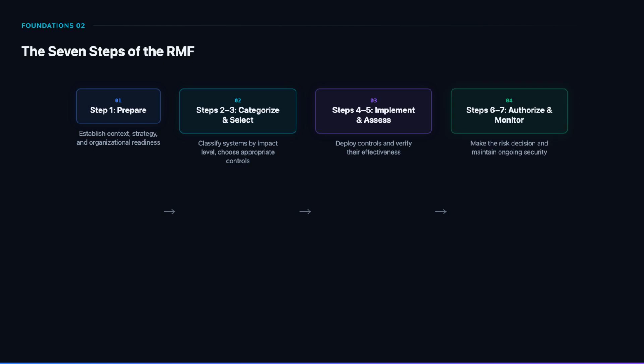Steps 6 and 7 are authorize and monitor. In Authorize, you prepare the authorization package, conduct risk analysis, determine the risk response, and the authorizing official makes the formal authorization decision. In Monitor, you track system changes, conduct ongoing assessments, respond to risks, update the authorization package, report security status, and manage ongoing authorization and system disposal.